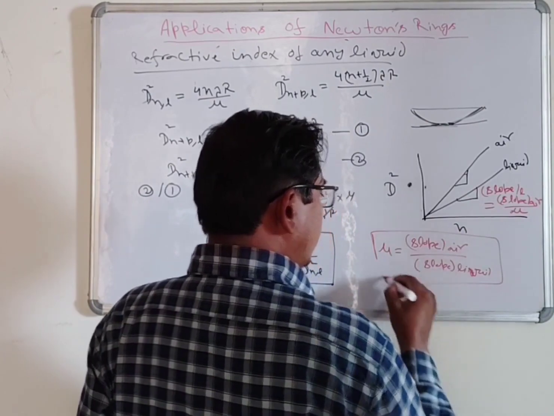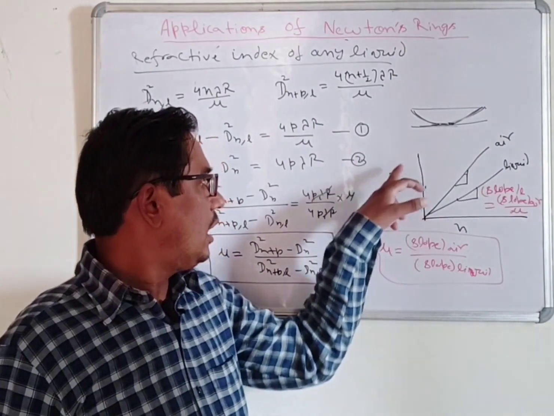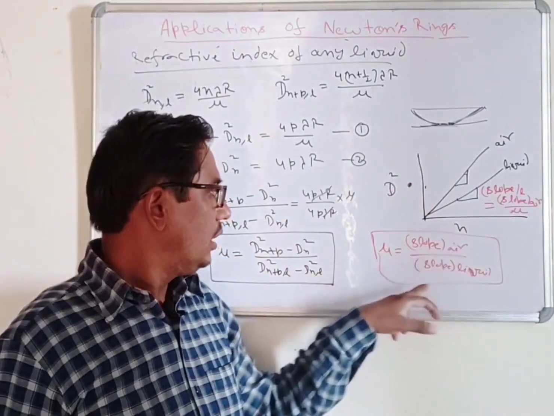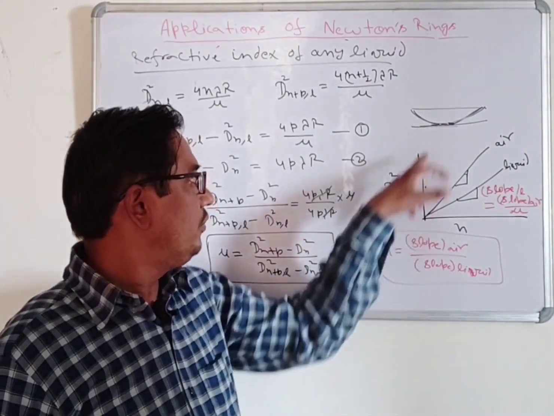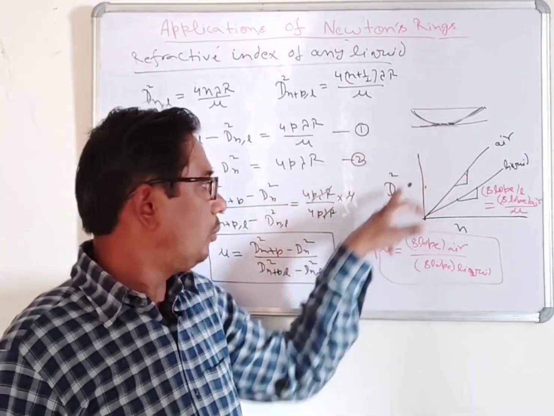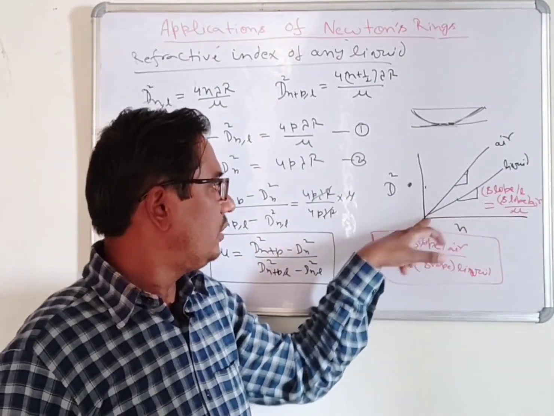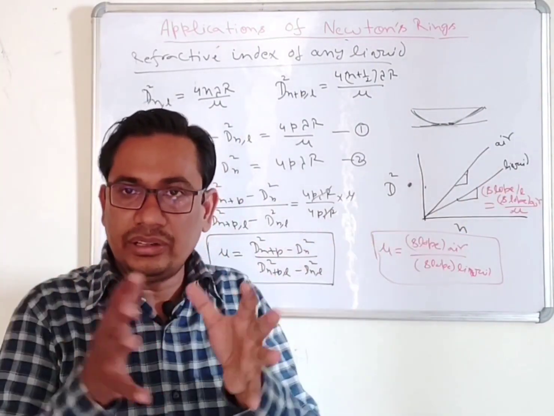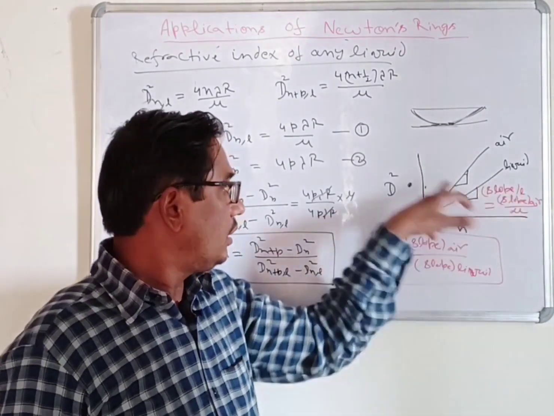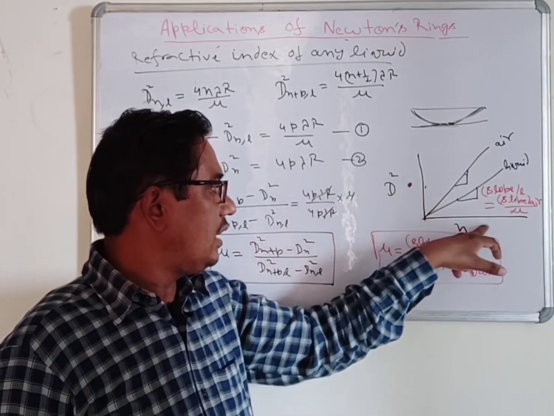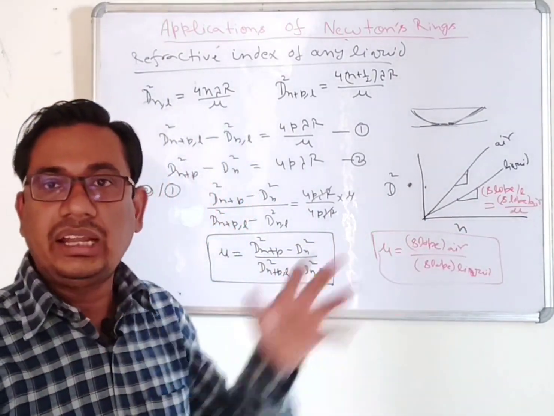You can also calculate the refractive index from this graph. This is the slope of d square versus number of fringes in the case of air between these two surfaces. And when you use the liquid, you plot the diameter square versus number of fringes. You will see that the slope decreases because the diameter decreases, and the slope of the curve of d square versus n for the liquid is equal to the slope of air divided by mu. Mu is the refractive index of that liquid.